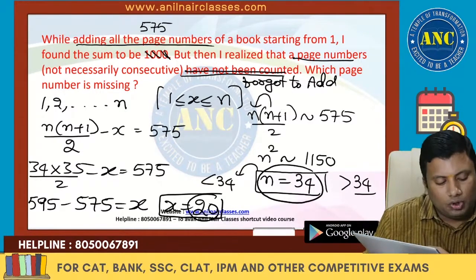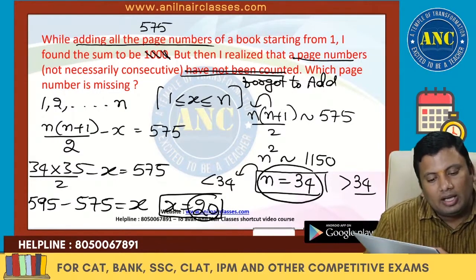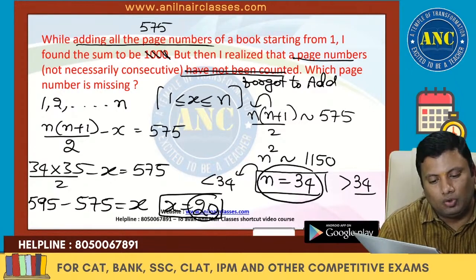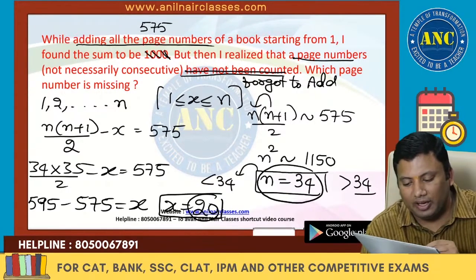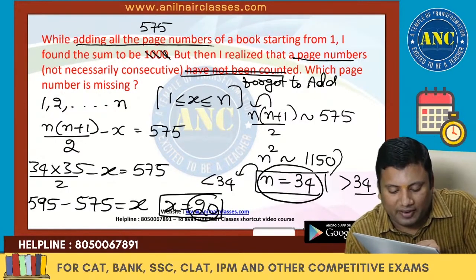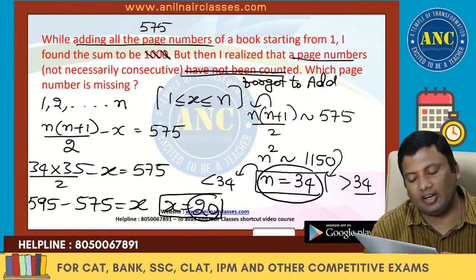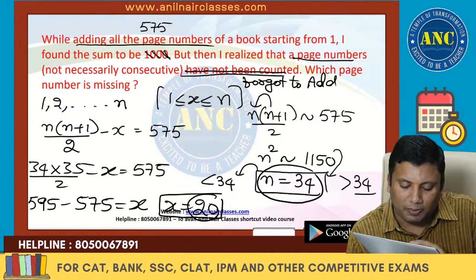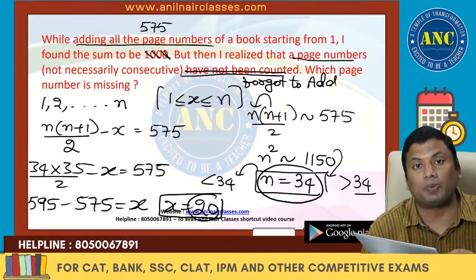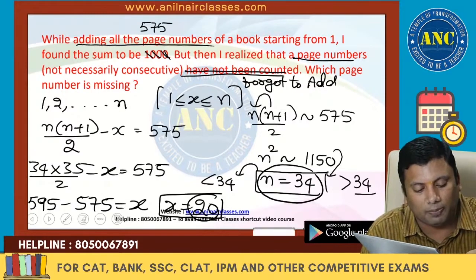Right? 1, 2, 3 and so on up to n is n into n plus 1 by 2. He forgot to add one page number x. So 34 into 35 by 2. I just took a perfect square just greater than 1150. N is 34. Less than 34 is not possible. Greater than 34 is not possible. Now why is it not possible?